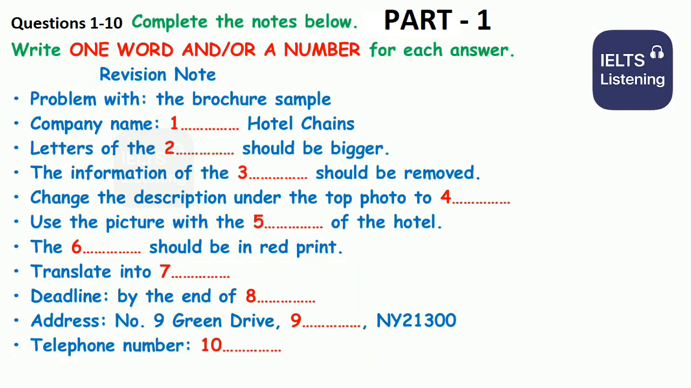Great. To where shall we send the samples? The address is number 9 Green Drive, Clifton, NY 21300. How do you spell Clifton? CLIFFTON, Clifton. And the telephone number? It's 9030366602. Also, if you have any further questions, you can reach me through this number. Okay.